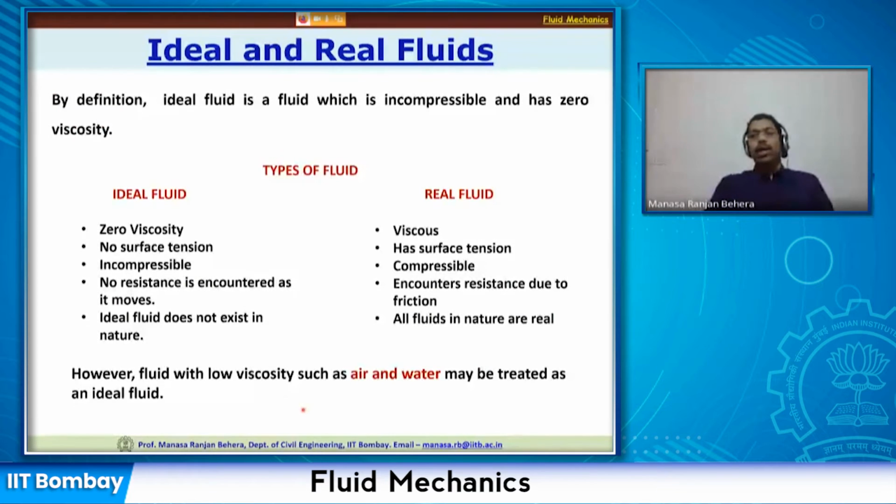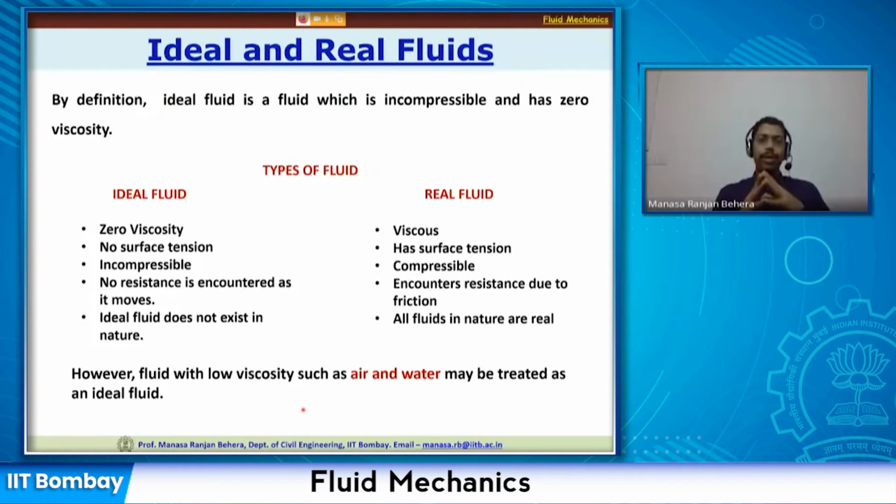All right. Now let us move to the next classification of fluid. By definition, an ideal fluid is a fluid which is incompressible and has 0 viscosity. But in practice, or in a practical scenario, there is no ideal fluid. Every fluid is real. But for our convenience, we engineers or scientists classify fluids into ideal fluid or real fluid, making some assumptions. So what are the assumptions?